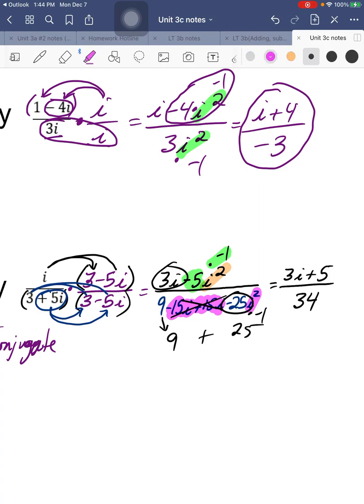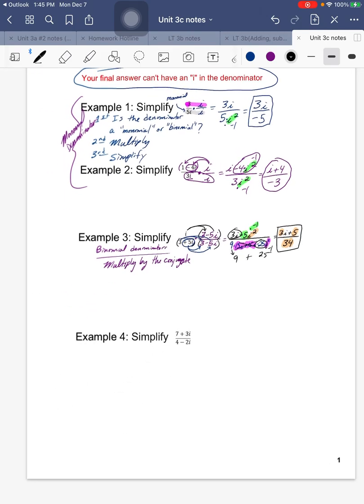We just look at the 3. So now I'm looking, can we simplify the end? I'm looking at just the coefficients or the terms, 3, 5, and 34. Can I simplify anything with those? Can I divide them all by the same number? Nope. So that is finished.